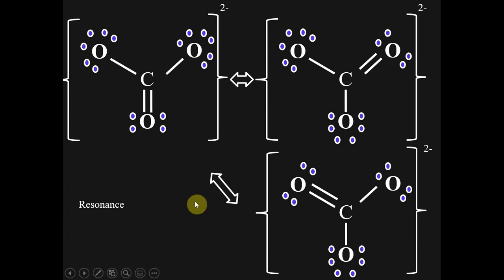What we say is that the double bond flicks from this position to this position to this position, back to this position, and keeps going around so fast that the overall effect is that all three bonds are exactly the same length. As a result, we call this a resonance structure. It's not really one or the other, it's a combination of all three. That's how we modify this theory to explain this phenomenon.